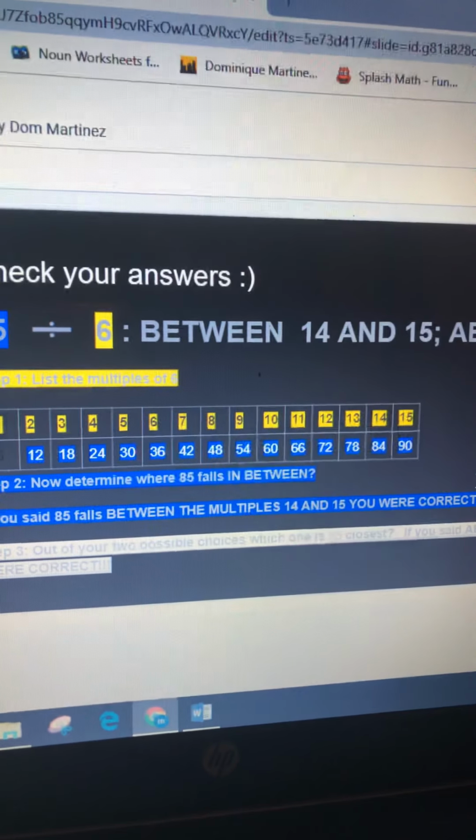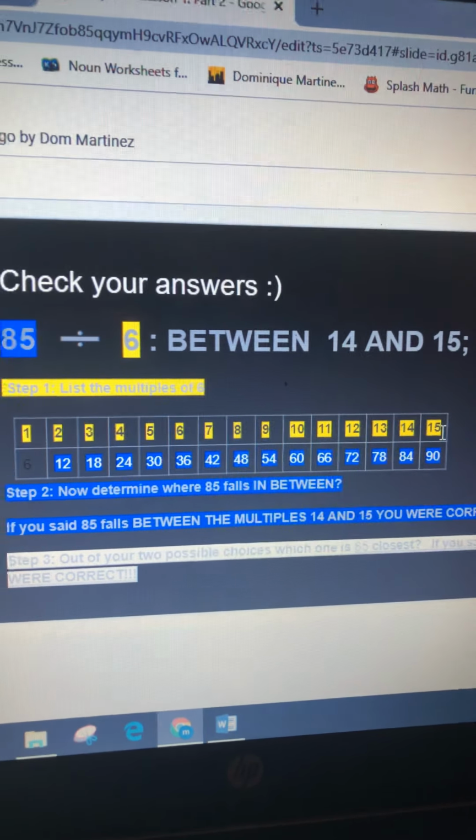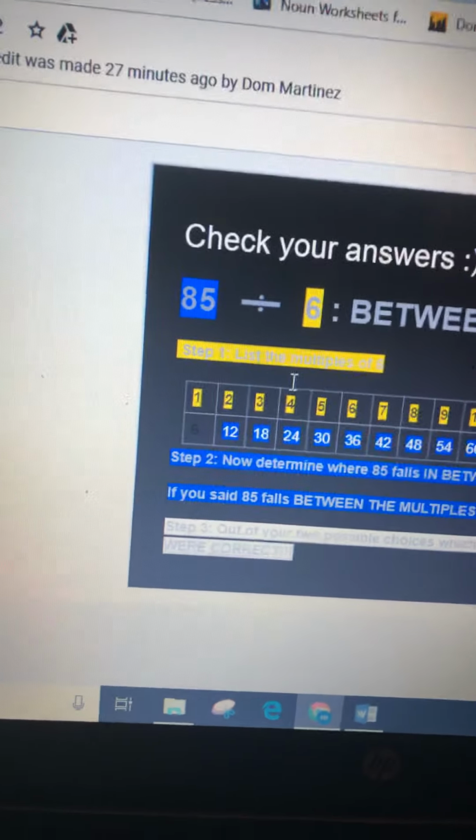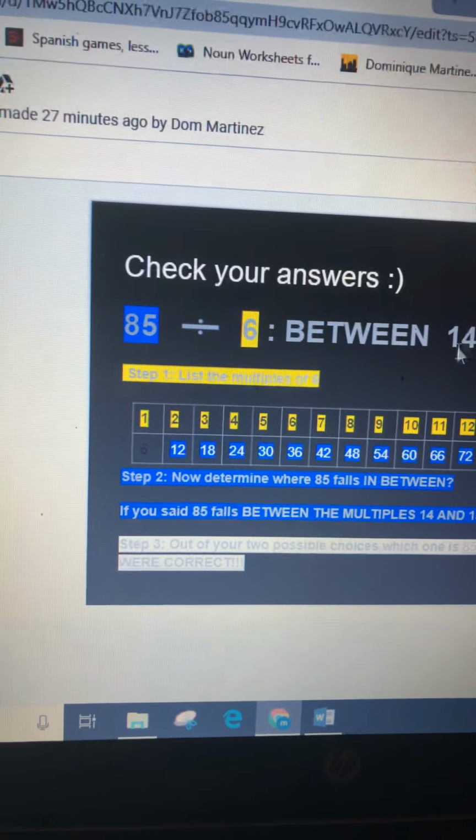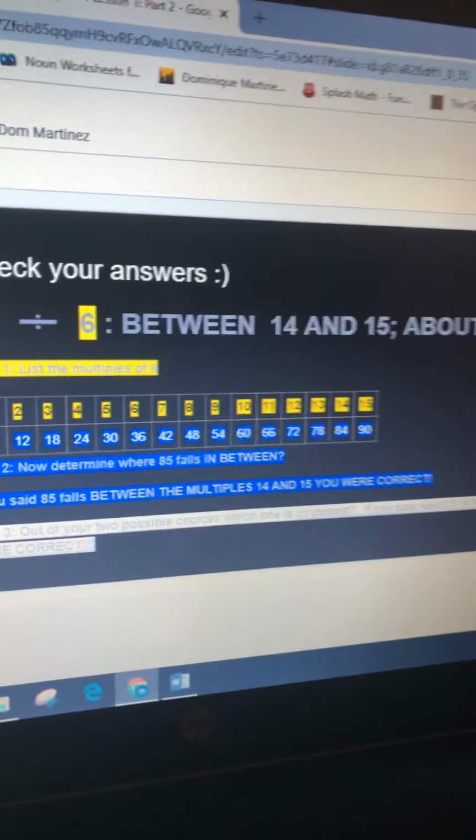We have 85 divided by 6. You can start at 1 and keep going. I only had to go up to 15 again in order to find out that the answer was right. So on this one, between 14 and 15, and it's about 14.